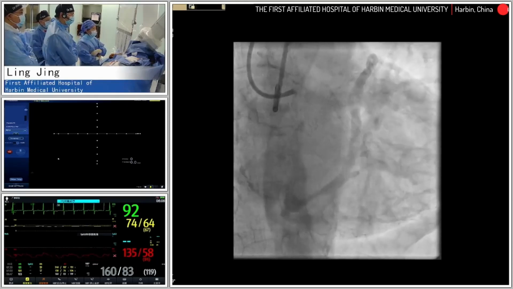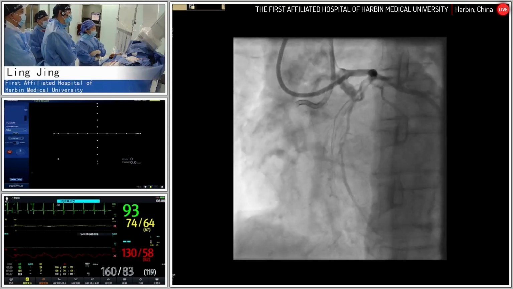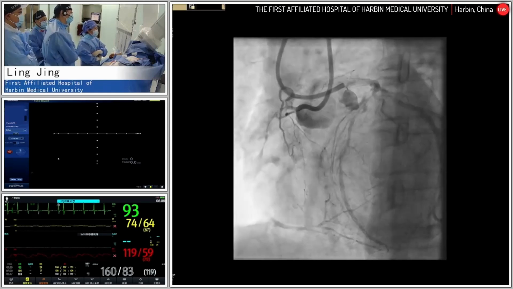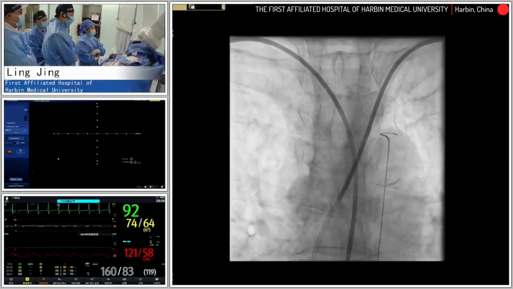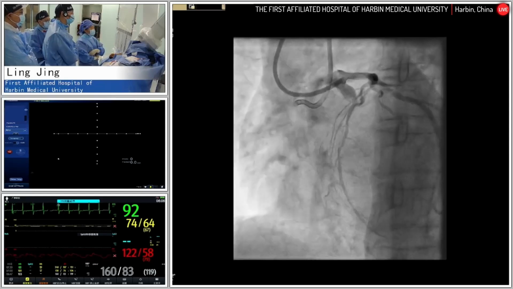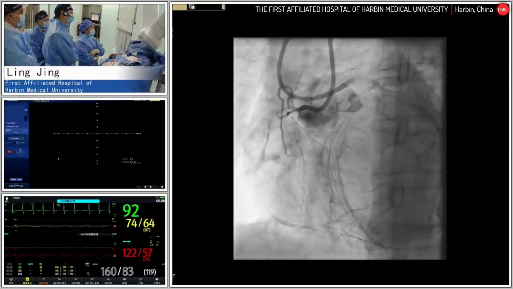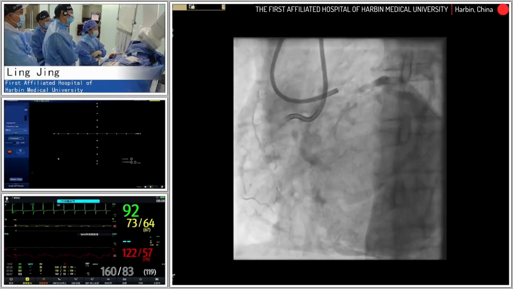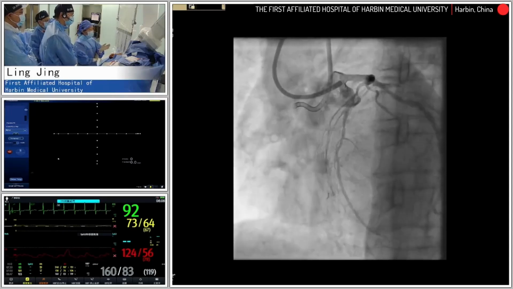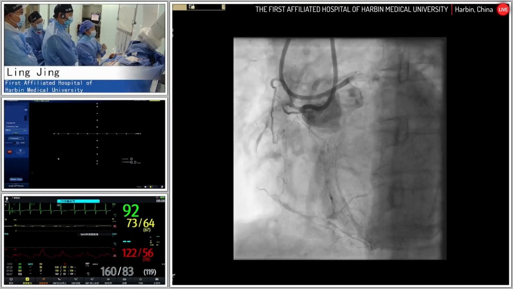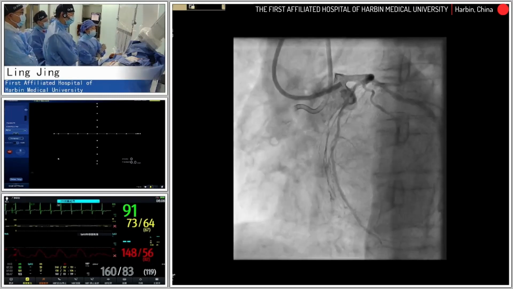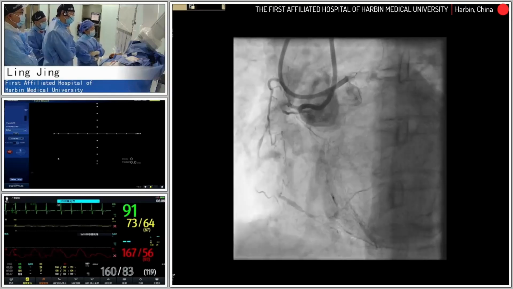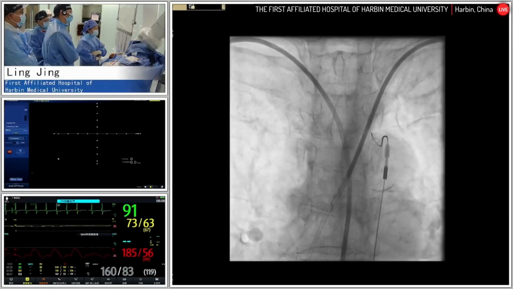So we can see the stent in the circumflex is patent. And I noticed that we have implanted IABP for this lady. This patient's ejection fraction is 32%. Okay, so we have implanted IABP for the left ventricular support.